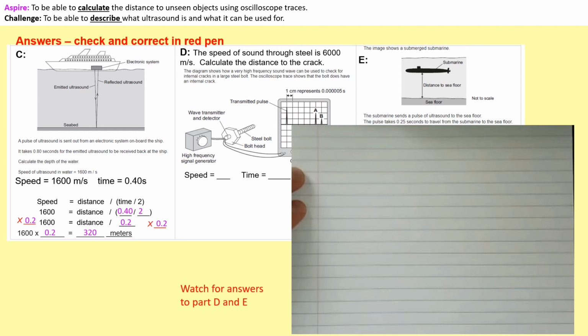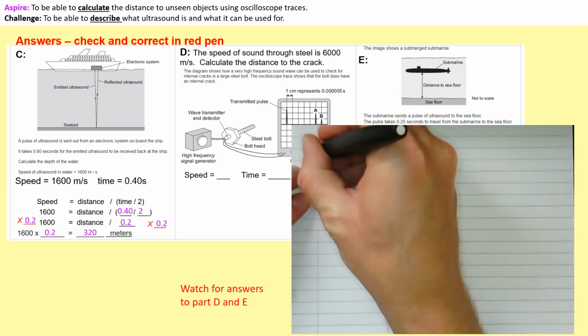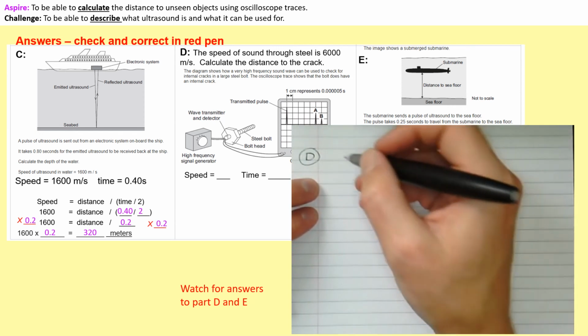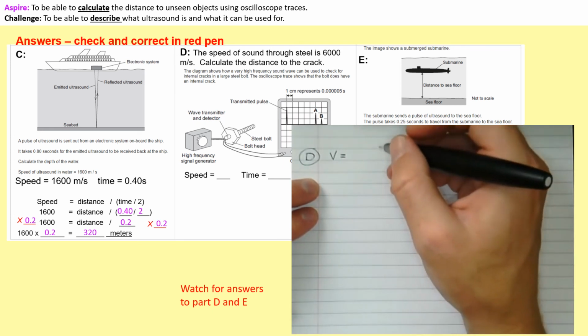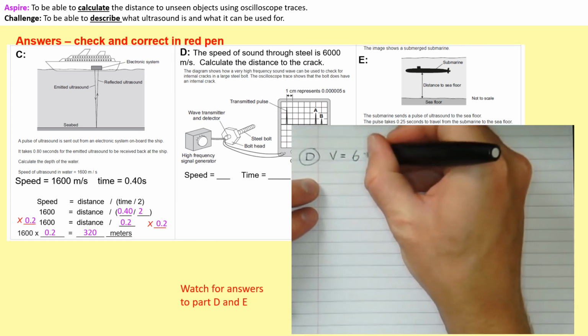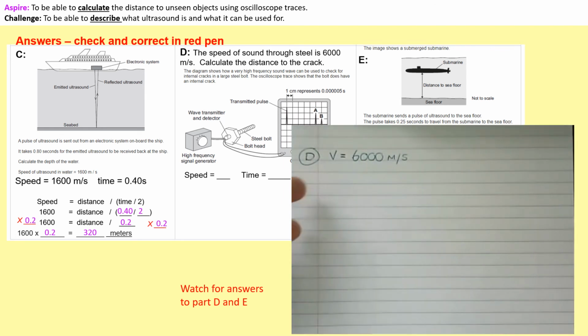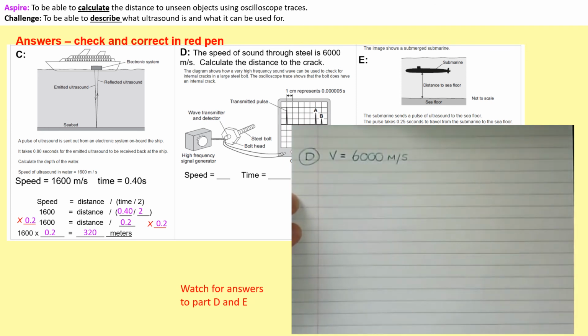That sounds sensible. Okay, for parts D and E, I'm going to show you a video of me modeling exactly how to do this. First off, again, write down what we know. So we are told that the velocity, so the speed of the sound through steel is 6,000 meters per second. We are also told that the time can be found, and we're not given it.